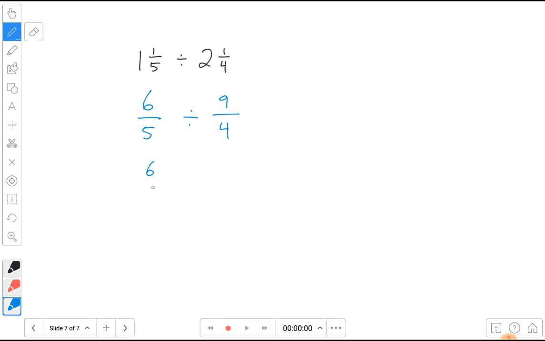So to divide 6/5 by 9/4, we multiply by the reciprocal, so multiply by 4 over 9. We look at the diagonals. Here, the 6 can be divided by 3 to give us 2. The 9 can be divided by 3 to give us 3. So now we can work out 2 times 4 is 8, and 5 times 3 is 15. So 1 1/5 divided by 2 1/4 gives us 8 over 15.